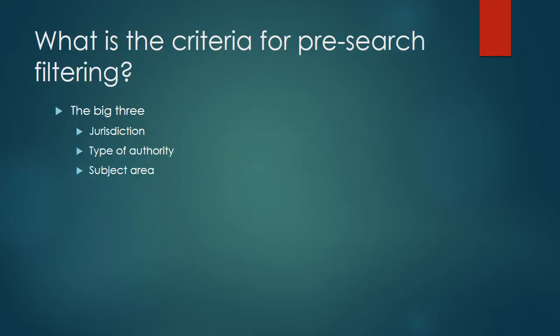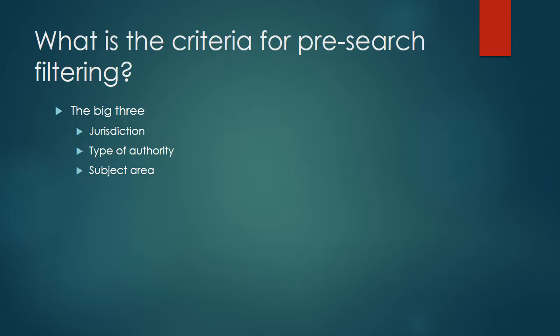So what is the criteria for pre-search filtering? In the law, one source is not as good as any other. For example, the type and weight of a legal authority affects how much attention, if any, you should give it when you're analyzing a client's situation, and in the post-search filtering that we're going to cover next. If a particular legal rule governs your client's situation, you must find the authority or authorities that contain that rule for your research to be accurate.